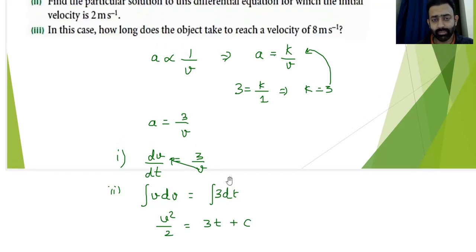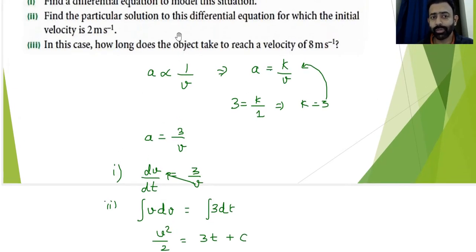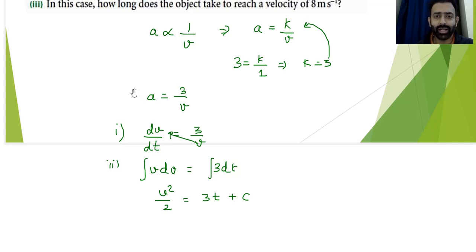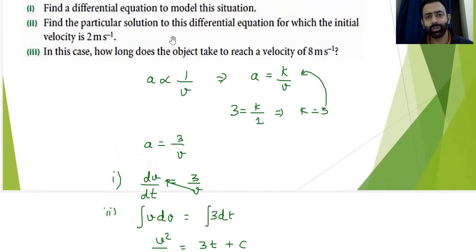Now, this is the general solution, but it is asking for the particular solution. So obviously there must be some initial condition, that initially the velocity is 2 meter per second. Now what do you mean by initially? It means at the moment that you have started measuring or observing the situation. It is not necessary that at t equal to 0 velocity has to be 0, right? You might be thinking that if t is equal to 0, how can the velocity be 2? So it doesn't mean that the velocity of the object has to be 0. It is not necessary that the object has to be at rest initially. It only depends on the instant you have started measuring the situation.